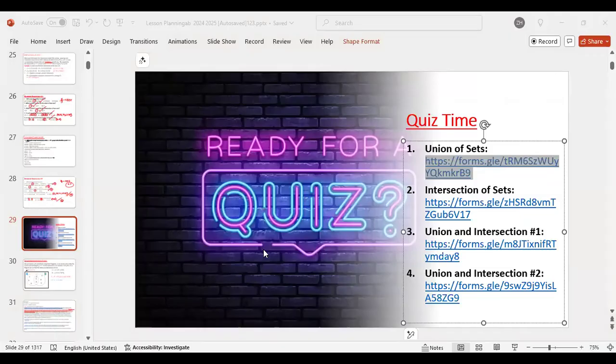Google Forms. Remember, passing grade is 80%. If you get anything lower than 80%, you must redo the quiz. So make sure that you do the quiz properly.